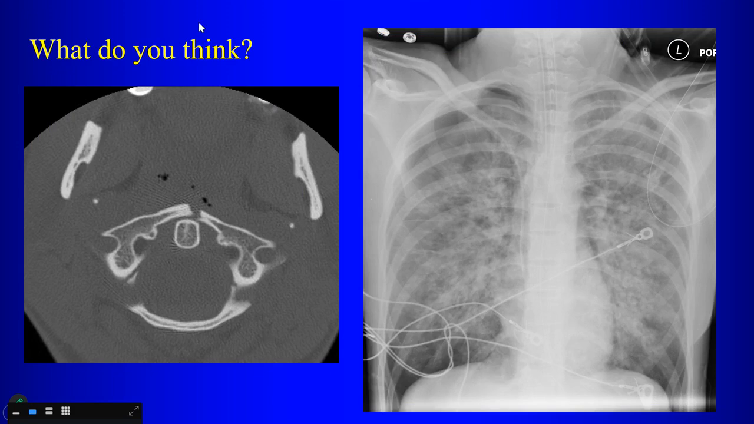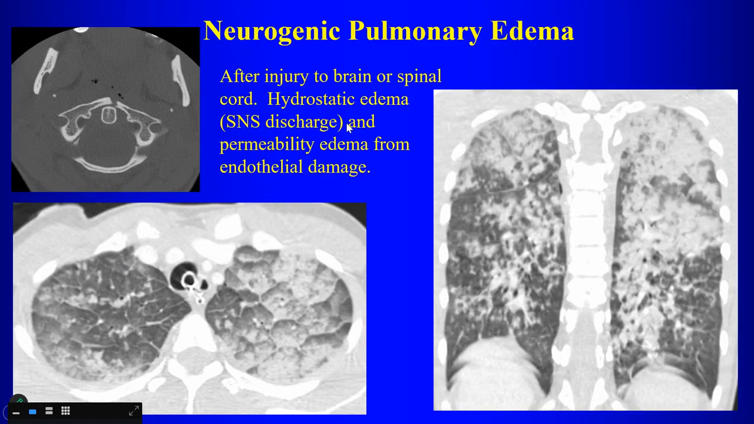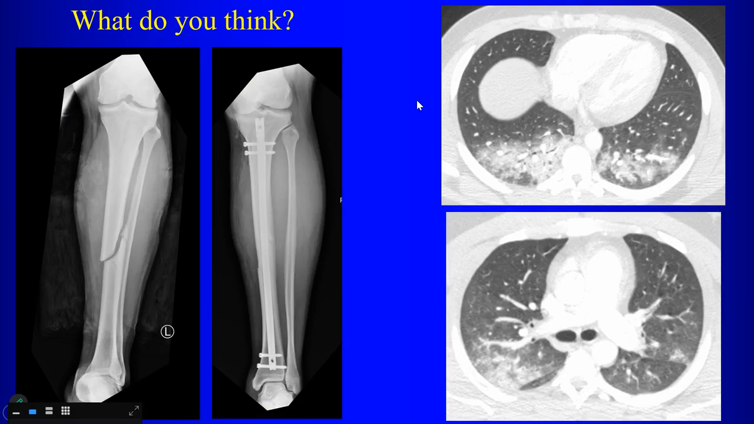How do we put these two images together? Neurogenic. Yeah, so neurogenic pulmonary edema is associated with injuries to the brain or the spinal cord. So those patients can also develop pulmonary edema. It's thought it might be from an intense sympathetic nervous system discharge and permeability edema, endothelial damage. But we can see pulmonary edema in patients with neurogenic edema. For whatever reason, it may be upper lung predominant pulmonary edema.